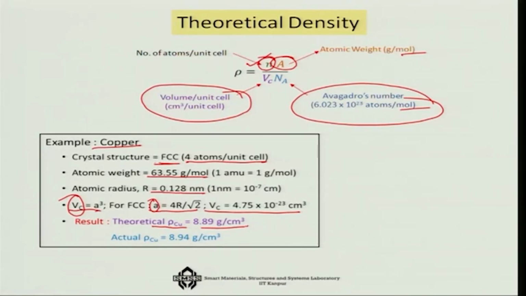In fact, the density of pure copper is about 8.94. So, that means our theoretical density calculation is quite close to what it should be in practice. That is how we can see what has contributed to the density. The crystal structure has contributed to the density, other than all other things like atomic weight, atomic radius, etc. Thus, if you know the crystal structure, you can predict the kind of density that you can expect from a particular structure.